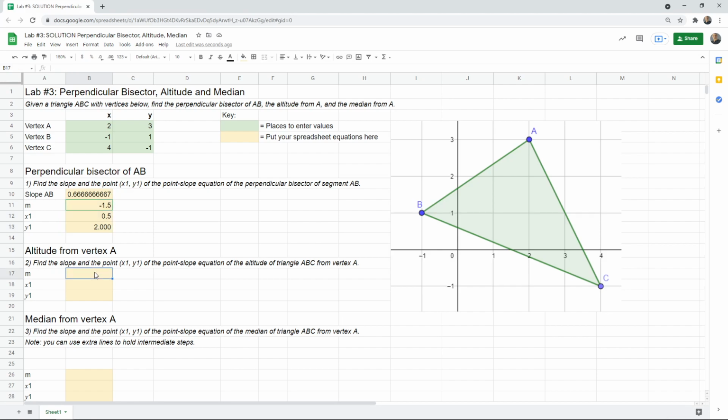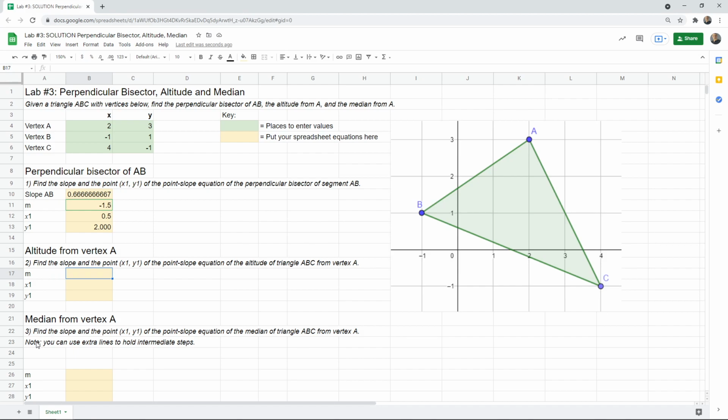So your task on this is to continue on to do the same thing. The next one is to find the altitude from vertex A. So what's the equation of this line coming down as the altitude from A? The next one is to find the median from vertex A.